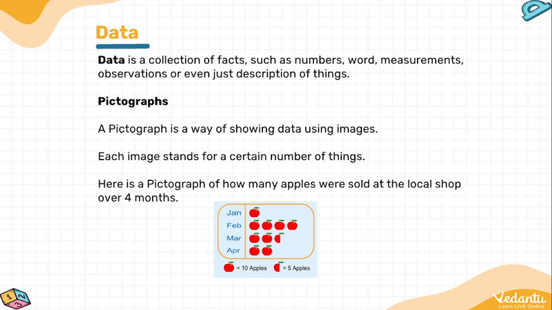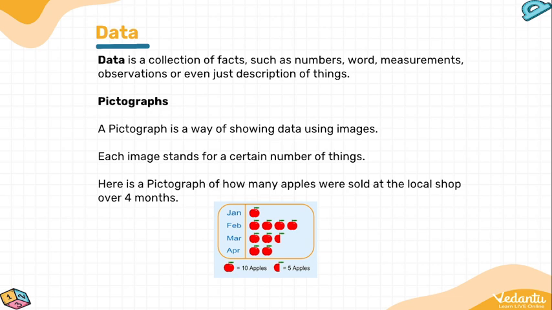Data means a collection. Data is nothing but the collection of information, collection of facts. It can be in the form of numbers, it can be in the form of words, the form of measurements, observations, or even the description of things. So data is a collection of facts, a collection of information. And this data is very, very important for interpretation of anything.